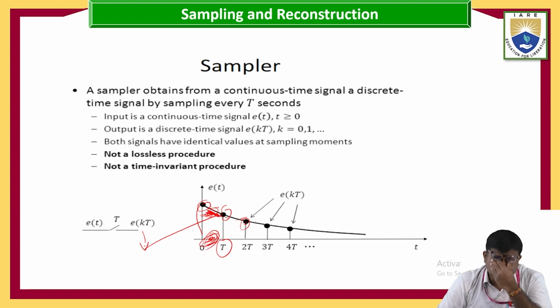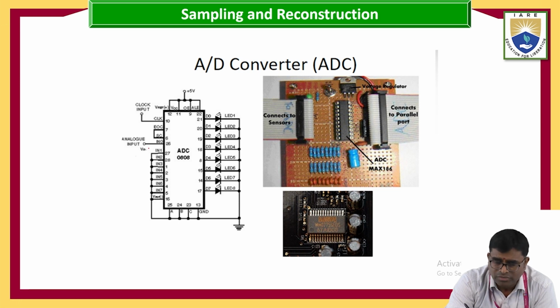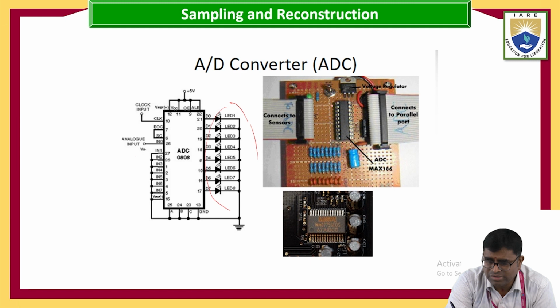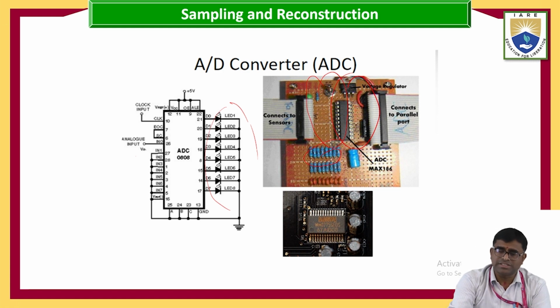Now this sampler output is going to be given to the A to D converter. This is a pictorial representation of the sampler and the A to D converter. Here the analog input is given. LED lights will be there. Here it is given to the ADC converter like this. These are the resistors. So this is your analog to digital converter.